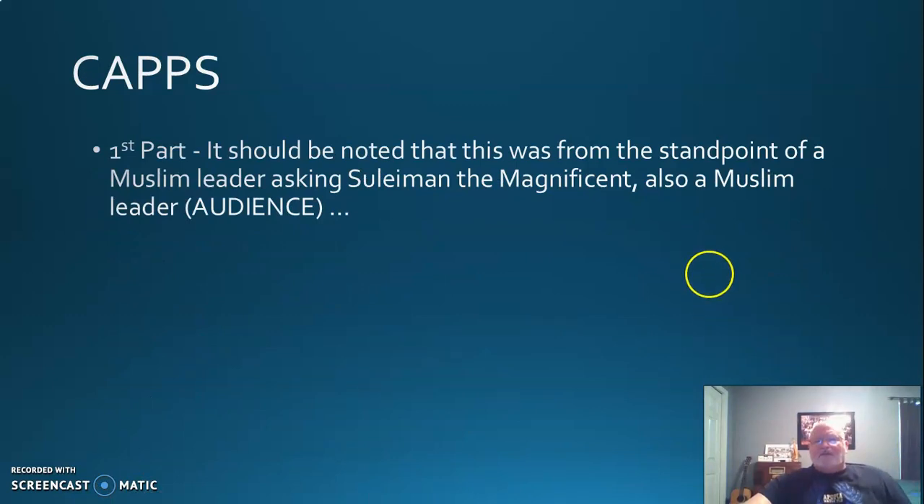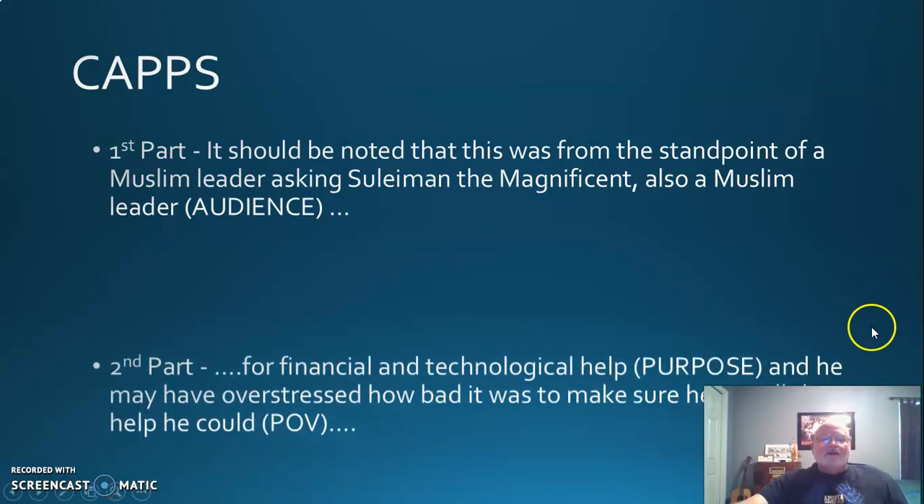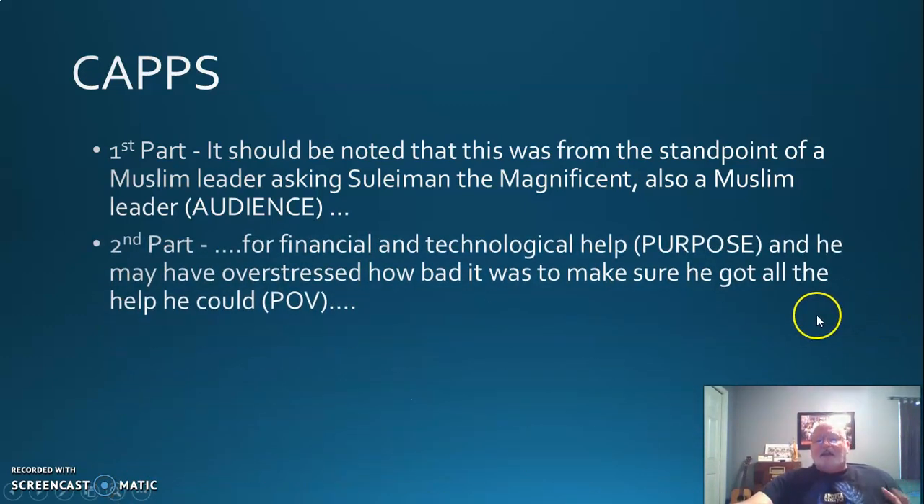It should be noted this was from the standpoint of a Muslim leader asking Suleiman the Magnificent, also a Muslim leader. Now, that's his audience. That's who he's writing to. That's the first part. Here's the second part, for financial and technological help. That's the purpose. Now, some of you wrote just that, and obviously that's what he's doing. But I'm working this in together, and you may have overstressed how bad it was to make sure he got all the help he could. That is point of view. And anyway, that's how I would do caps.